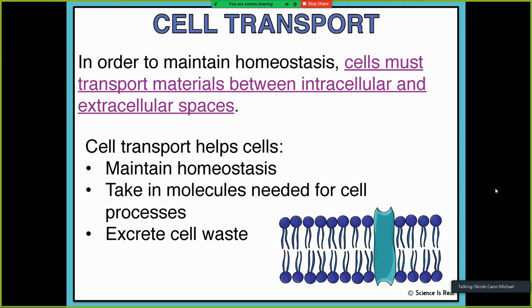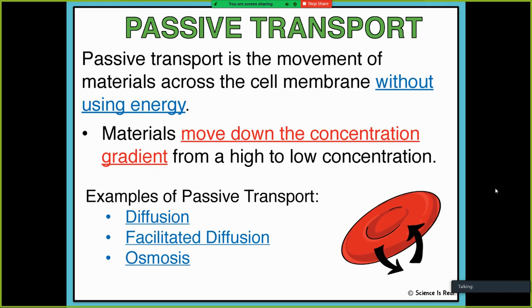It's going to be able to take in molecules that we need for cell processes. Maybe those are nutrients, maybe those are other molecules, maybe it's water. And if there's waste inside of the cell, remember we talked about the lysosome, it's sort of being the janitor of the cell, cleaning things up. Then the lysosome has to be able to get rid of that waste material. So it has to go across the cell membrane. So again, cell transport is super important. But depending on which way that concentration of waste or nutrients or whatever is going, is going to tell us what type of cell transport we have.